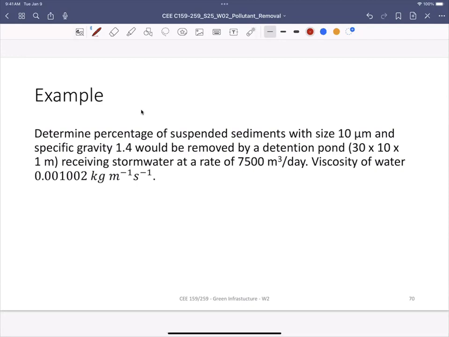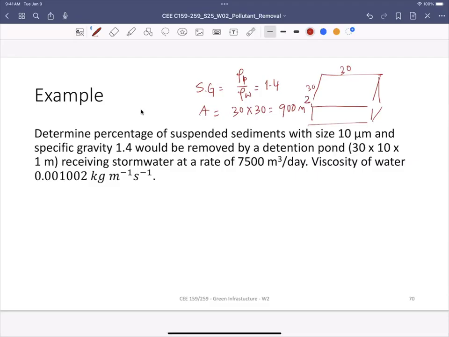Specific gravity is basically the density of particles divided by the density of water, which is 1.4. That means the particle is now 40% heavier than water. Now the detention pond is 30 by 30 meters, so the area of the pond is basically 30 times 30, which is going to be 900 square meters.